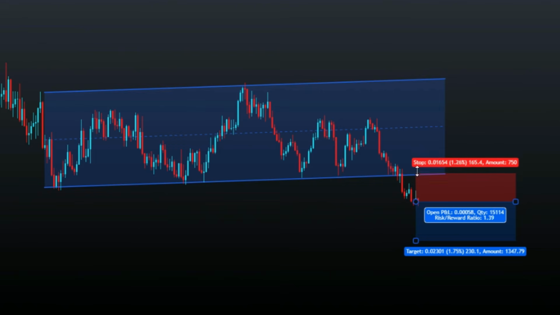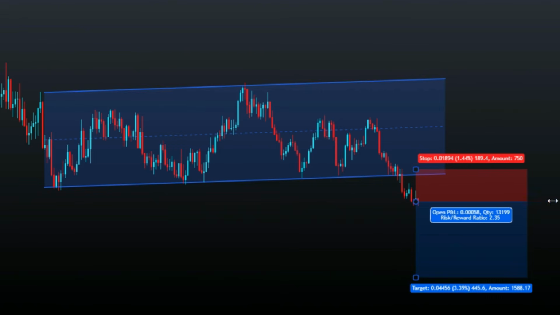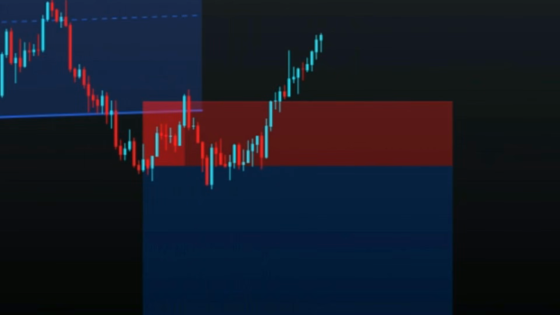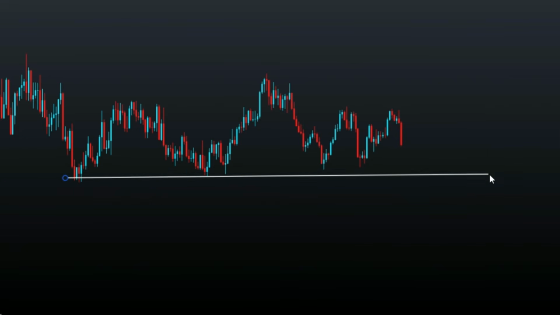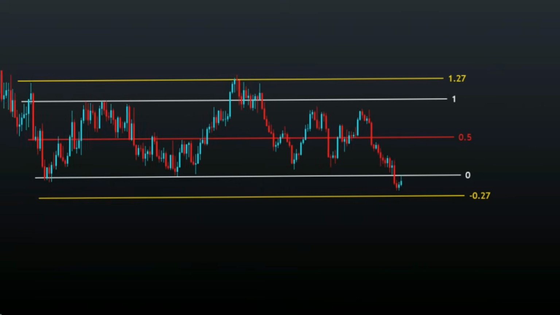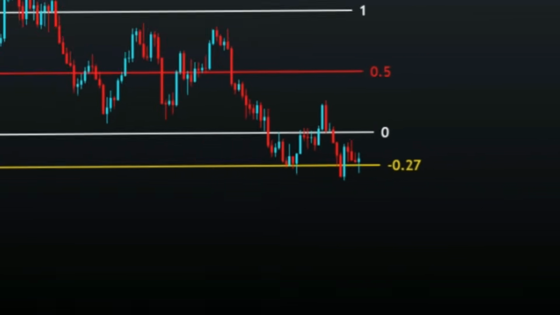You may jump into a trade, convinced it's a real one, but in most cases, the trend reverses and hits your stop. But here's where the Fibonacci channel changes the game. Apply it to the same chart using the standard we talked about. Watch as the candles move down and reach minus 0.27 level.